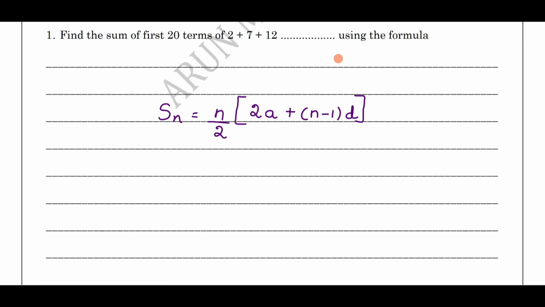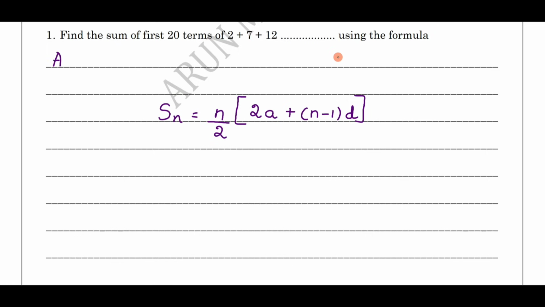Before solving any problem, what you should know is the formula. Without knowing the formula, you cannot solve the problem. So first try to learn this formula: Sn equals n divided by 2 times 2a plus n minus 1 into d. Here, the first question: find the sum of 20 terms of the AP 2 plus 7 plus 12 and so on using the formula. First, write down the AP.